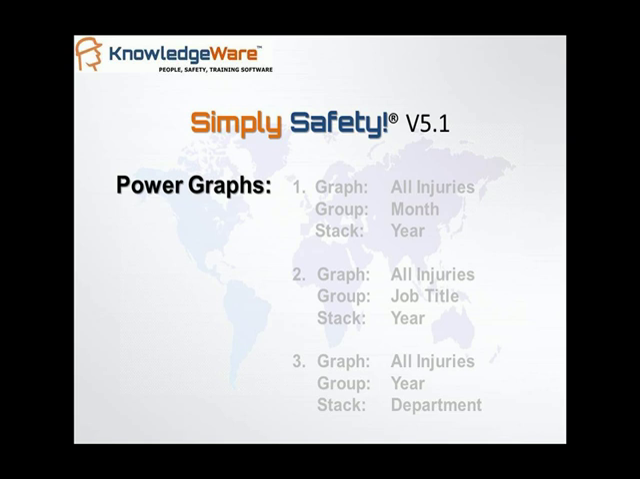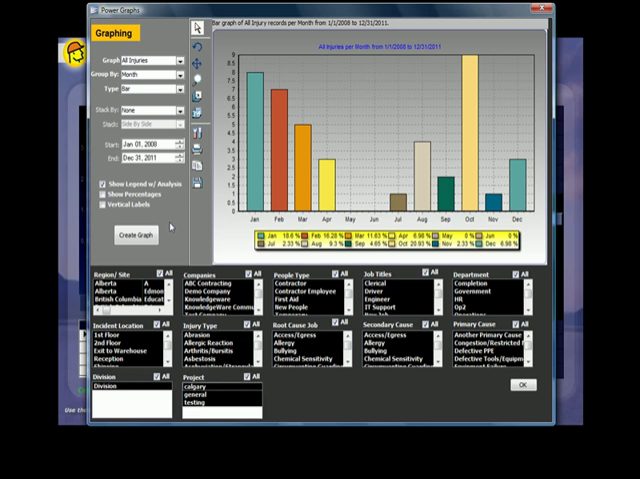So today we've looked at 3 different settings here in Power Graphs to look at trends in your company's safety performance. One was graphing all injuries grouped by month and stacked by year. The second we looked at, we changed the Group By to job title. And the last one that we did here, we looked at year stacked by department. And as you can see on the screen here, there are a lot more options you can play with in Power Graphs. There's a lot more things you can do with this portion of the program.